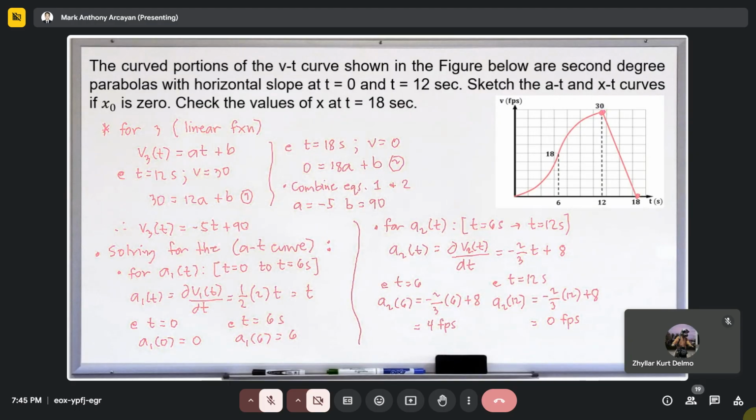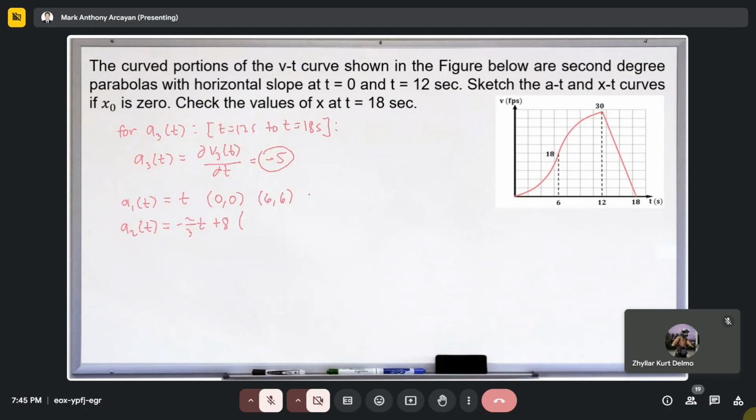Now, we also solve for the important points, like at t is equal to 6, the acceleration is 4. Then when t is equal to 12, we have a 0 acceleration. And finally, for the third acceleration curve, this is equal to negative 5 and it applies from t is equal to 12 to t is equal to 18.